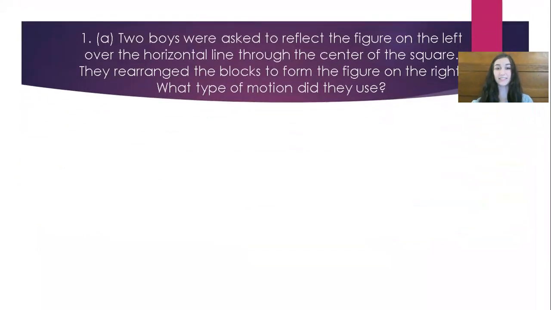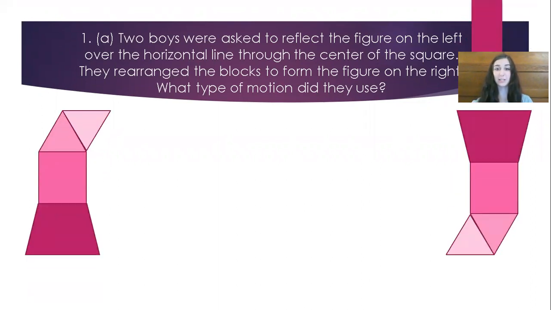This question says, two boys were asked to reflect the figure on the left over the horizontal line through the center of the square. They rearranged the blocks to form the figure on the right. What type of motion did they use? As you can tell, they started with this figure right here on the left and they ended up with this one. But they did not end up reflecting the figure over the horizontal line through the center of the square. Instead, they kind of did this rotation right here.